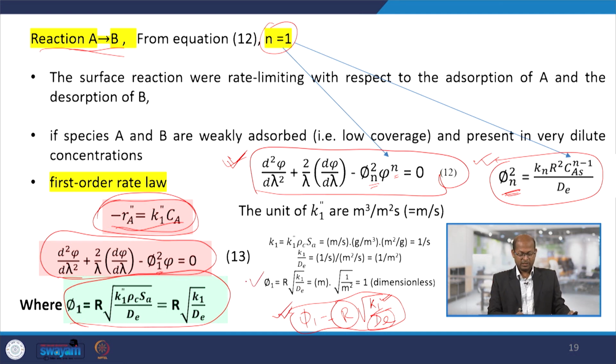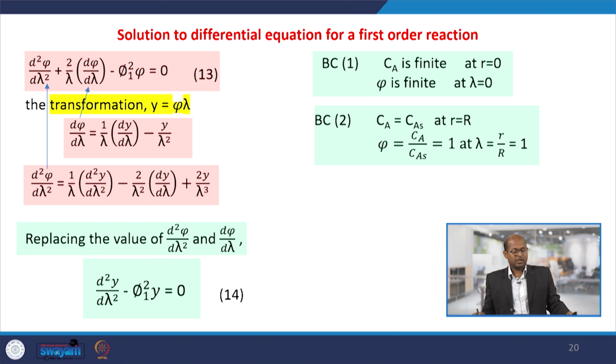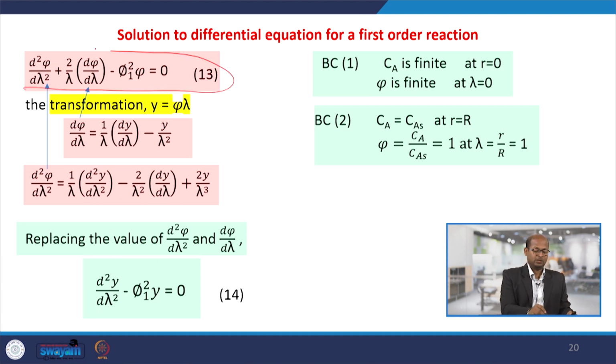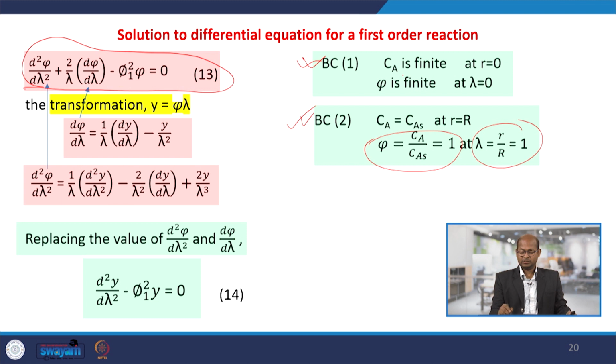Okay. So, phi is usually dimensionless, as given here. Now we have equation 13 for the first order reaction. And we have the boundary conditions in these two dimensionless forms: at this, and phi finite at lambda equals 0. These are the two boundary conditions, and for the first order reaction we have the dimensionless concentration ordinary differential equation.